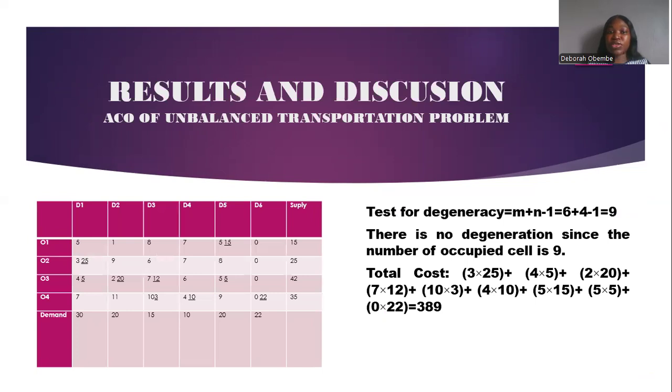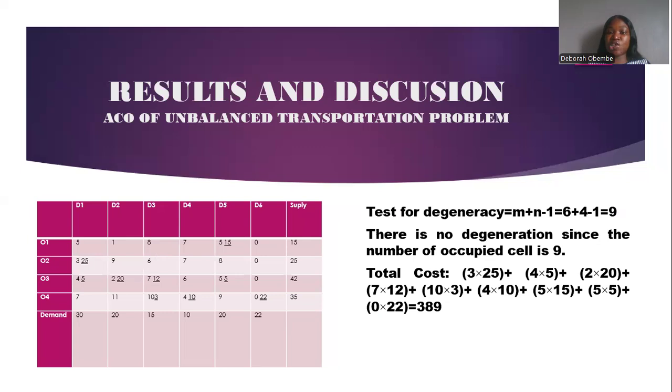Ant colony optimization: this is the result for the unbalanced transportation problem. If you look at the unbalanced one now, we have an additional column, D6, called the dummy column. We add it because we want to make the demand equal to the supply. So we are adding 22 to the demand, which now makes it 117, and the supply is also 117.